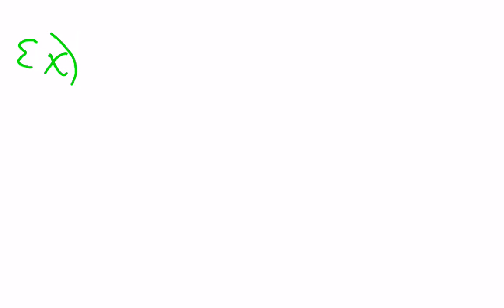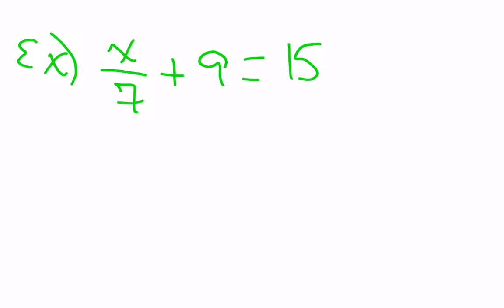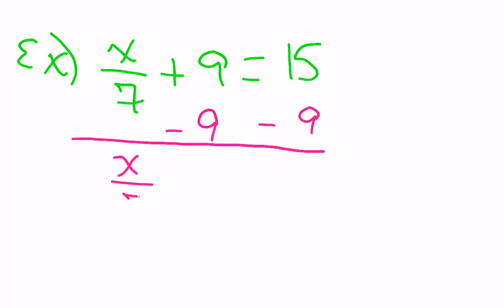Next example, solve for x. X over 7 plus 9 equals 15. Same thing, we want to start with any addition or subtraction, get rid of that first. So it's plus 9. We're going to subtract 9 from both sides. We have x over 7. 9 minus 9 rather is 0. And then 15 minus 9. If you need to use a calculator, that is fine.